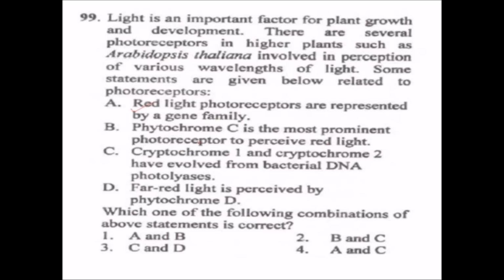No, it's the phytochrome B which is involved in the perception of red light, and A is involved in the perception of far red light. The statement is wrong. Cryptochrome 1 and cryptochrome 2 have evolved from the bacterial DNA photolyase. The answer is true. And far red light is perceived by phytochrome D. I have discussed that it is perceived by A. So the statement is wrong. So as per this, answer A and C is true. So the answer will be number 4.